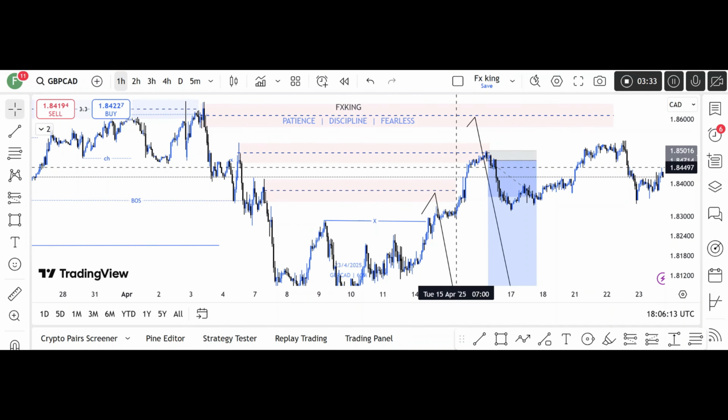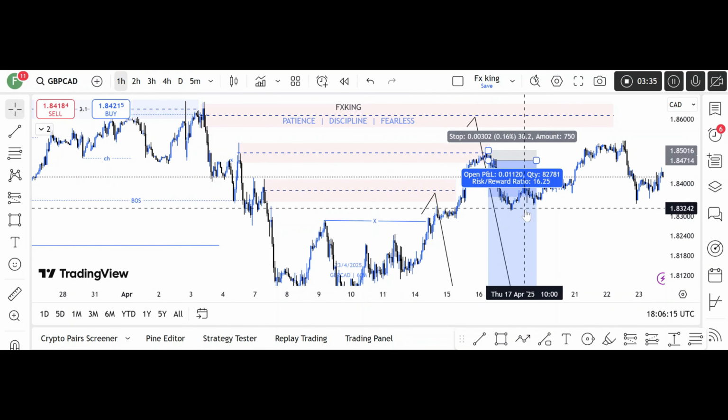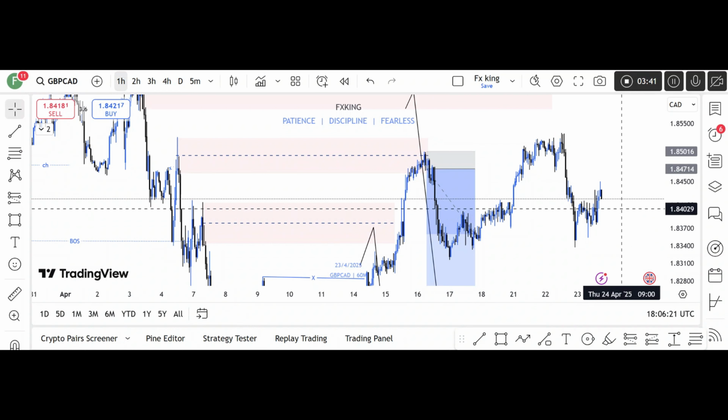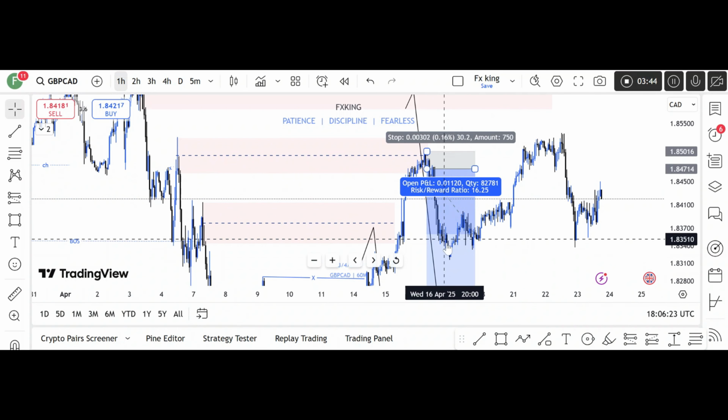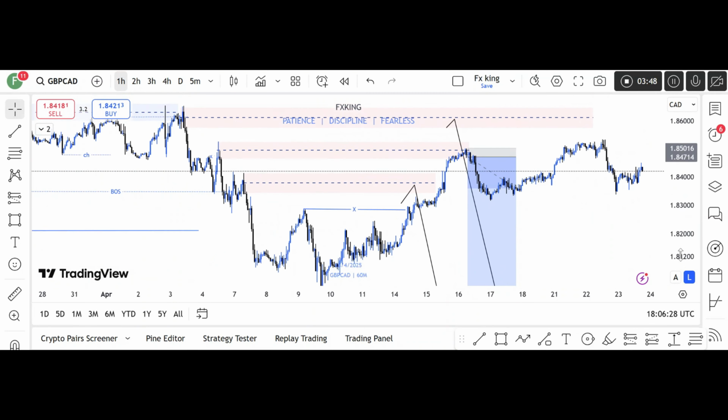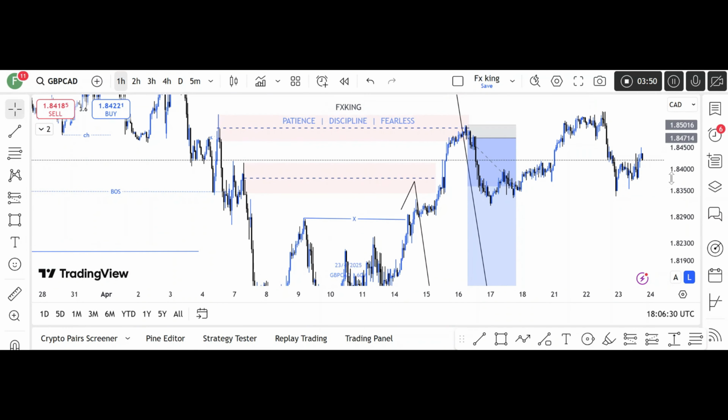So this is a trade. The market reacted from here, then it hit our stop loss later on. But this was almost 90 pips, I think. And we took partials. We took a lot of partials. So any questions?